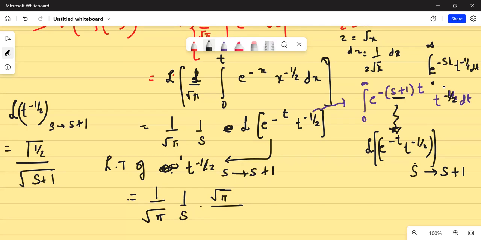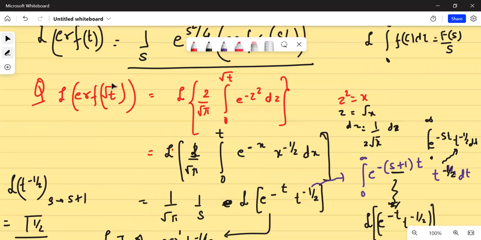So what is the Laplace transform of t to the power minus half? The integral of e to the power minus st, t to the power minus half dt. Instead of s, you have s plus 1. So just find the Laplace transform of t to the power minus half and replace s by s plus 1. So what will you get? You will get root over s plus 1 as well. So I think it is quite clear. The answer would be 1 upon s into root over s plus 1. So this is the Laplace transform of the error function of root over t. Is that clear or not clear?